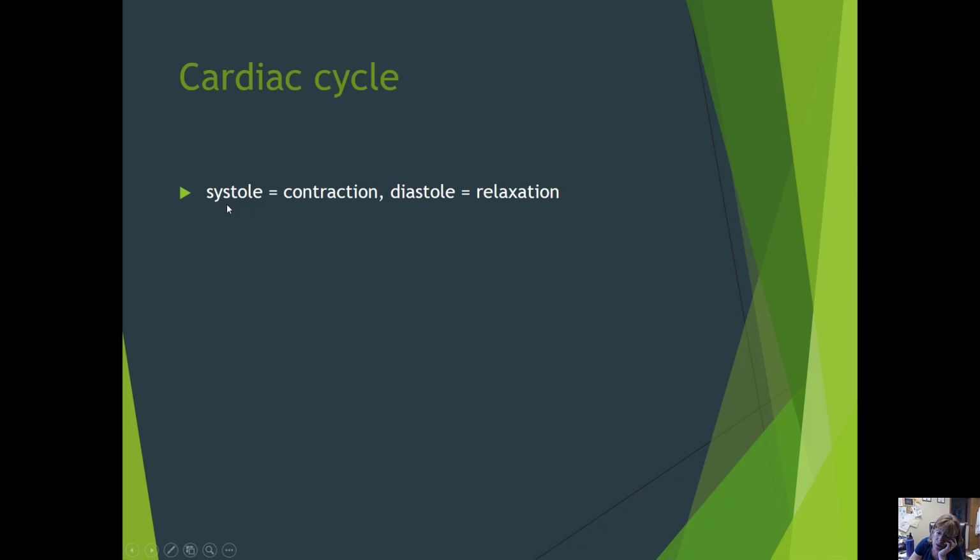Typically when we talk about systole, we're talking about ventricular systole, but we don't have to be talking about that, because you may be referring to the atria, but we would specify. But if it's not specified, then typically systole and diastole refer to the ventricles.